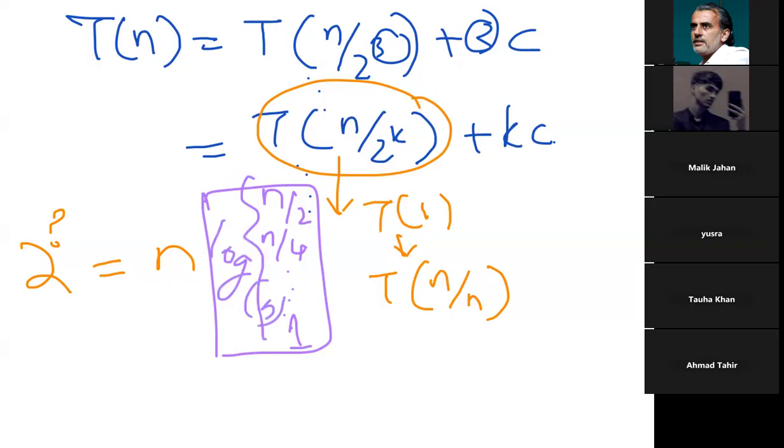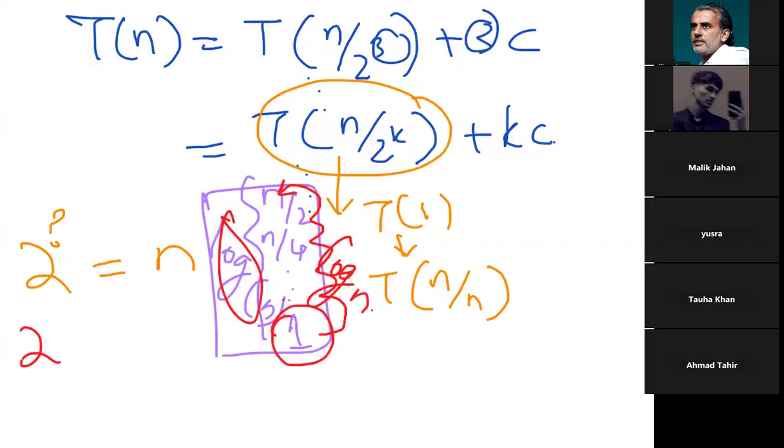If you think of this whole exercise bottom up, starting from 1, how many 2's do I need to multiply repeatedly such that I land at n? The number of times I need to multiply 2's together to land back at n is the same as this one, which is log n. So 2 raised to the power log n means that if I keep on multiplying 2 log n times, that will give me n.